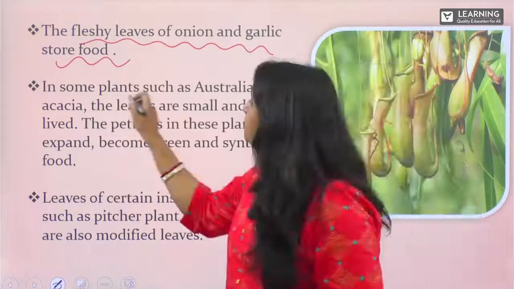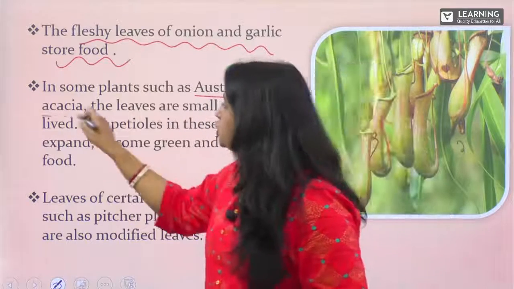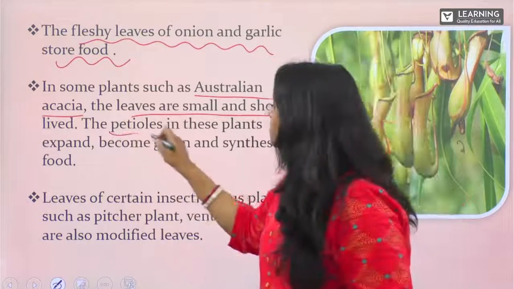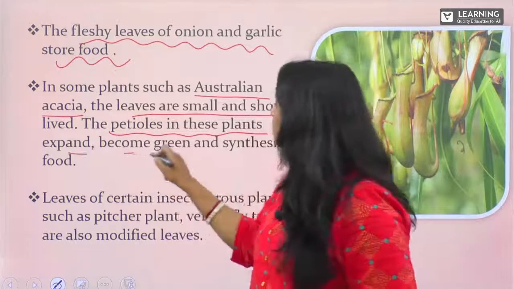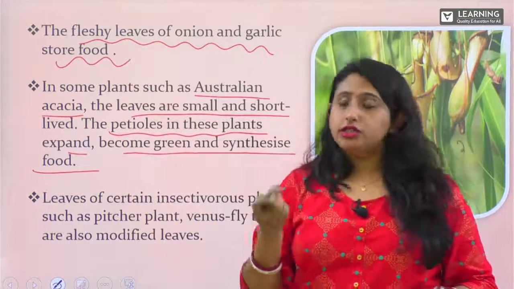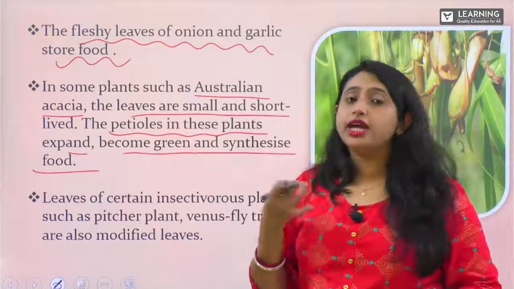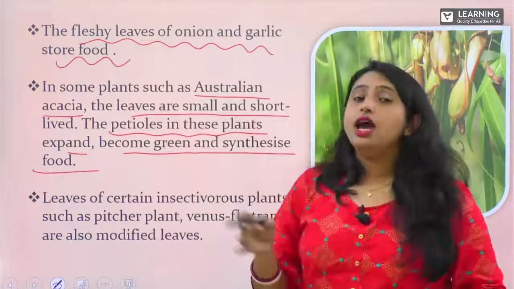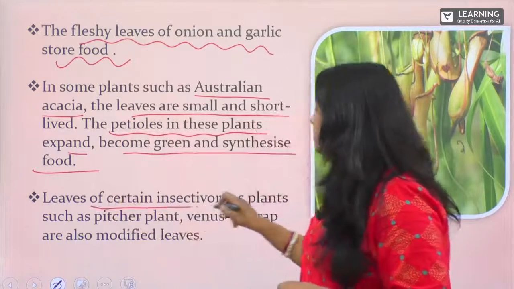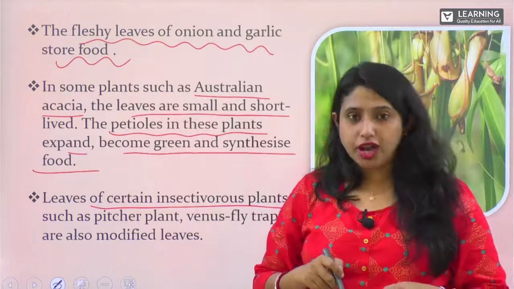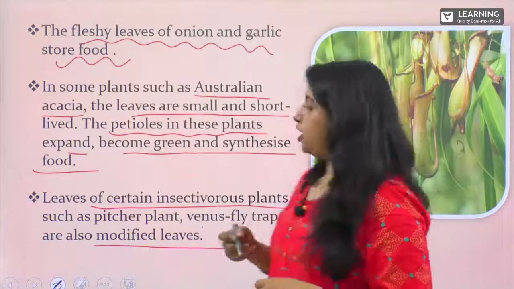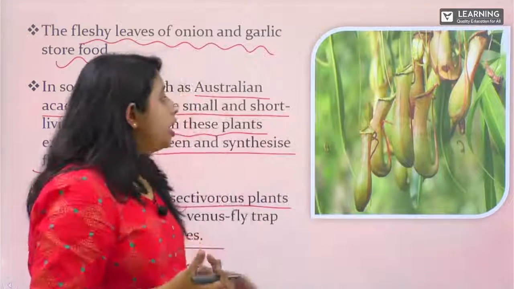All right. So in some plants such as Australian acacia, the leaves are small and short-lived. So the petioles in the plants expand and become green and synthesize food. So in them, the petioles, as you have seen, get expanded, okay? And they are responsible for the synthesis of food. And the leaves of certain insectivorous plants like your pitcher plant, Venus flytrap. So what happens in them? They also modify. Why? They modify in order to survive.